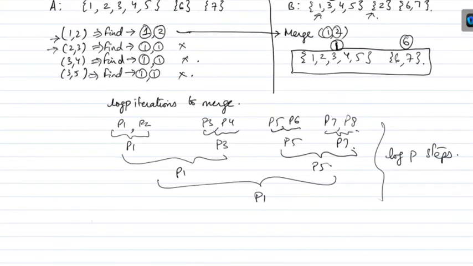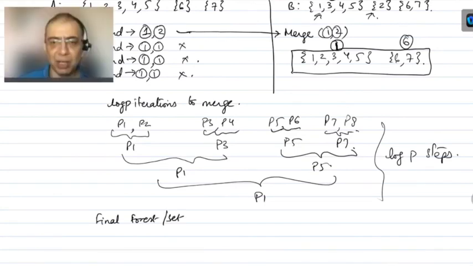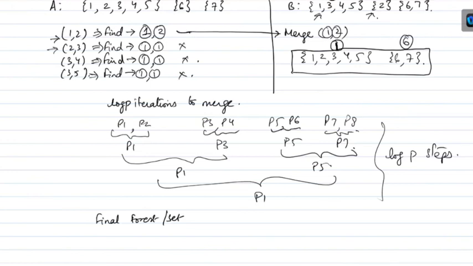And it's clear that the final forest or set, if we are maintaining sets and doing merge and so on, we don't have information on the edges so far. You can maintain it in parallel, but it's not required. So you could just be working with sets. So the final set gives you the connected components.